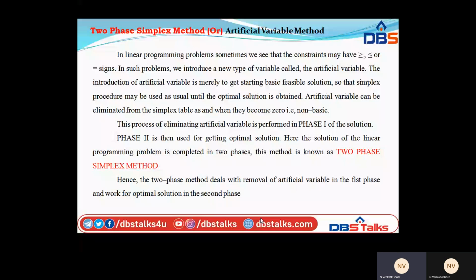What is the difference between the simplex and the two-phase simplex method? The simplex method is only applicable where the constraints have only less than or equal to signs. Apart from this, if it has another type of sign, that means equal to or greater than or equal to signs, we may go for the two-phase simplex method. That is the only difference. For the explanation, we may take an example for easy understanding.